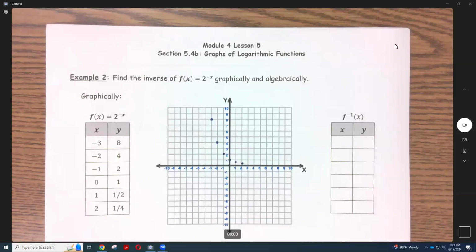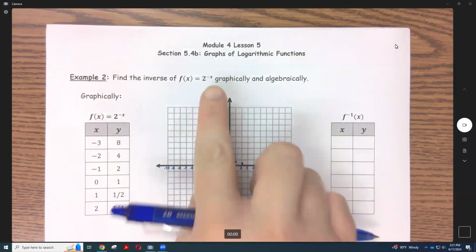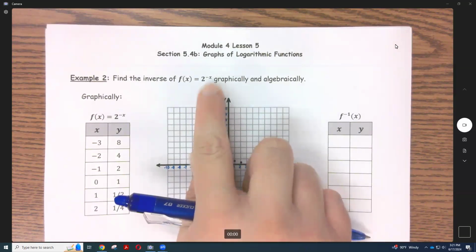Now let's go over example 2, which is very similar to example 1. We want to find the inverse of f of x both graphically and algebraically. Now we have again already graphed this before. 2 to the negative x.